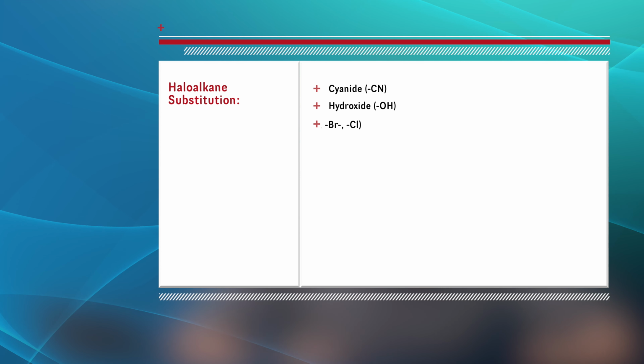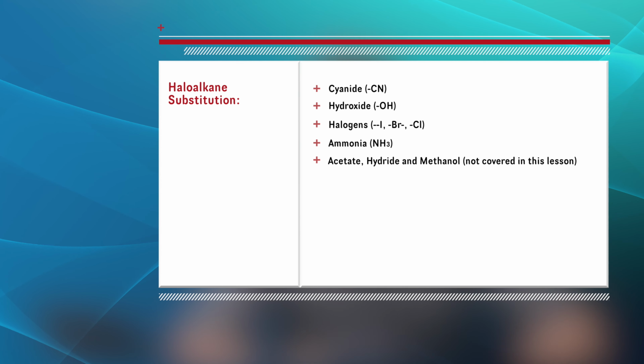Substitution of haloalkanes. Now these are those alkanes we just created in this last section, where we've taken out one of these hydrogen groups and replaced it with a halogen molecule. We're now going to look at substituting those halogen groups with different molecules. Now these different molecules include cyanide, hydroxide, iodine, and ammonia. You can also react them with acetate, hydride, and methanol, but we're not going to be looking at those ones today. So cyanide. Cyanide is this CN molecule, this negatively charged CN molecule.